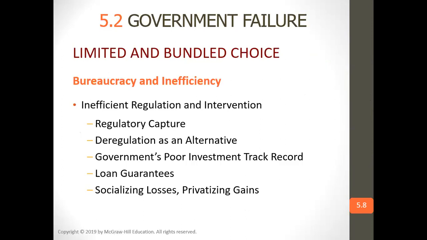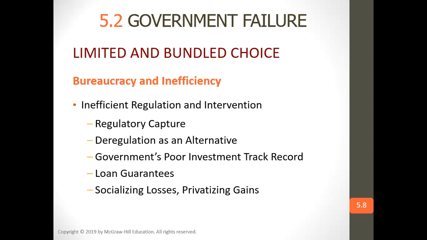So limited and bundled choice, bureaucracy and inefficiency, inefficient regulation and intervention, regulatory capture, deregulation as an alternative. So like they use deregulation to grow industries in the economy. So that's a tool that they use because it's easier to operate when it's decentralized. And then the government could invest into things that don't grow. So like, for example, the government could invest in things that don't help people or lead to more debt by the government.